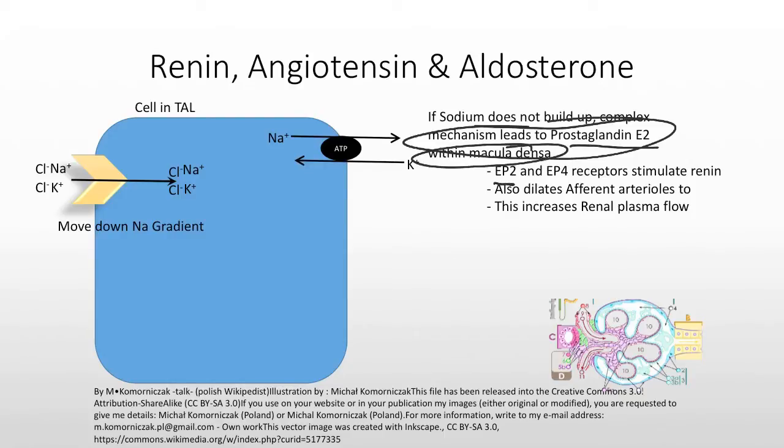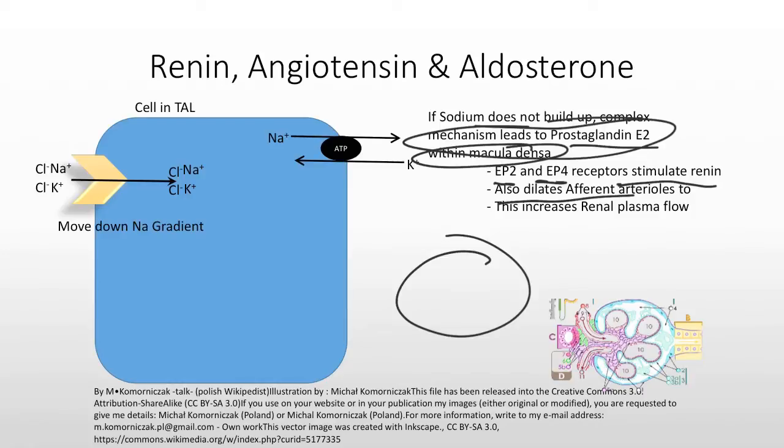It can bind to the EP2 and EP4 receptors to stimulate renin release. It also causes vasodilation of the afferent arteriole. This will cause an increase in renal plasma flow and also an increase in the glomerular filtration. So we went through a bunch of slides already, and we're still at like, so what for potassium, right?